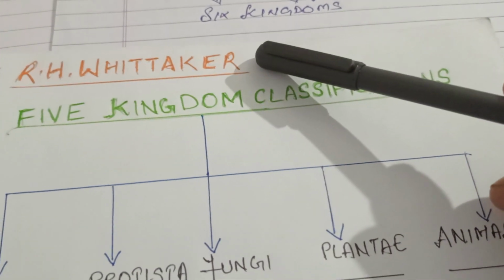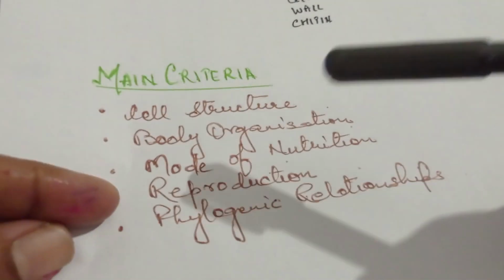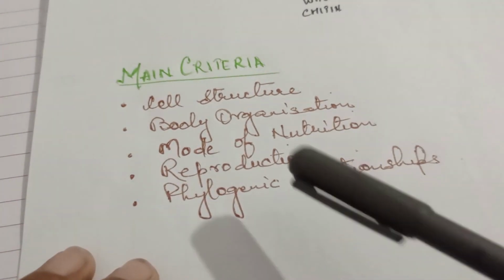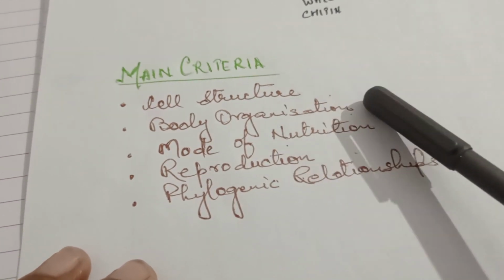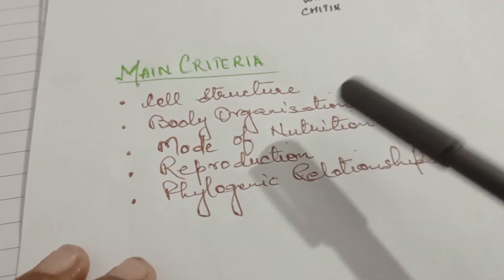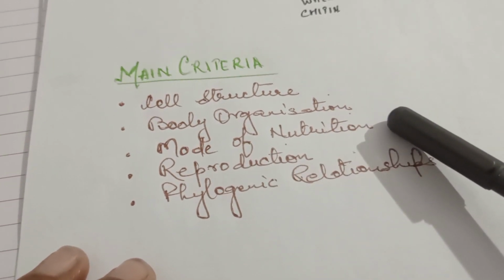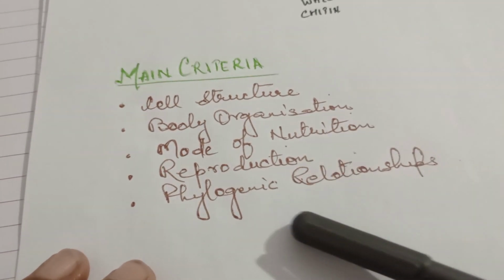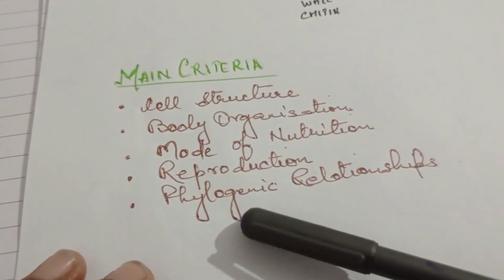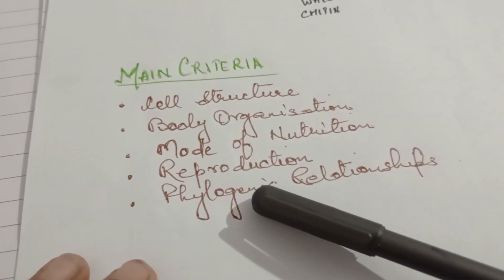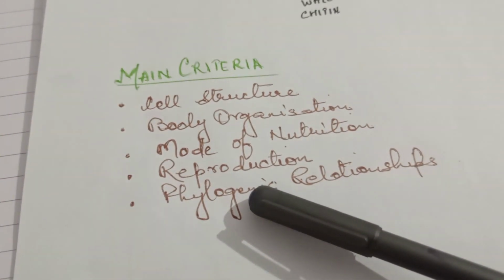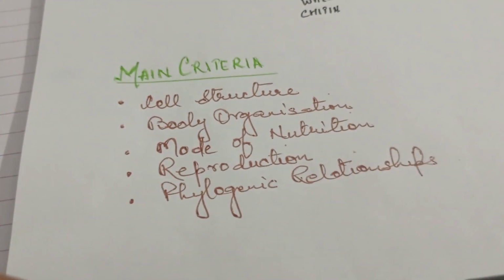The five kingdom classification was given by Whittaker. The main criteria considered were cell structure, body organization of the organisms, mode of nutrition, reproduction, and phylogenetic relationships. Phylogenetic relationships means evolutionary relationships. See what happened in our previous classifications: there were many discrepancies.